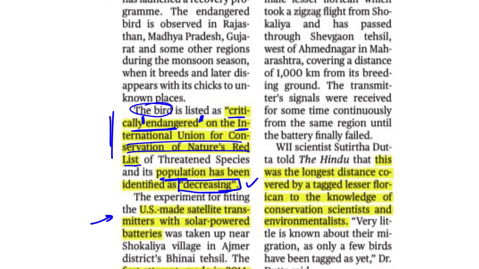Next, another thing that can be asked in exam is that the satellite transmitters were made in the US. Now, this is important because of all this cacophony around made in India and Desi products and all these things. So the satellite transmitters were US made. They were not made in India, and they use solar powered batteries. So these batteries died in Ahmednagar district of Maharashtra.